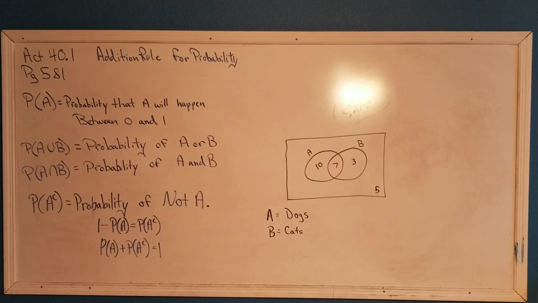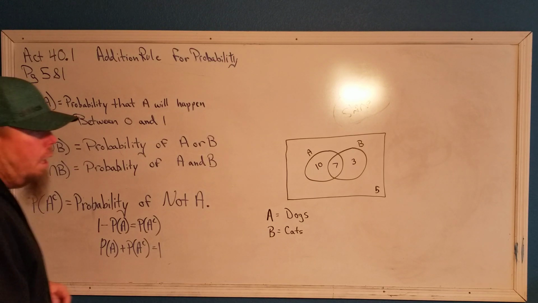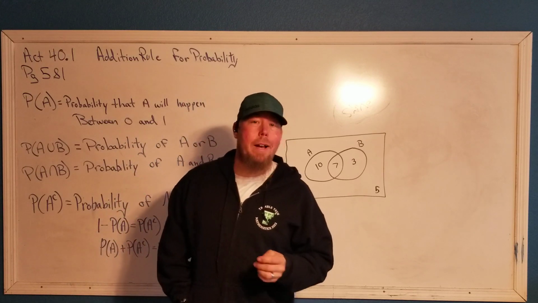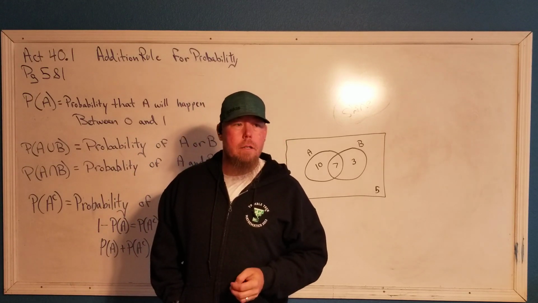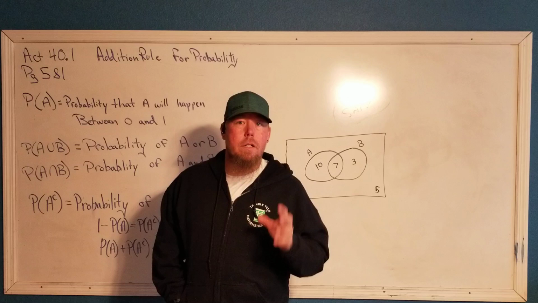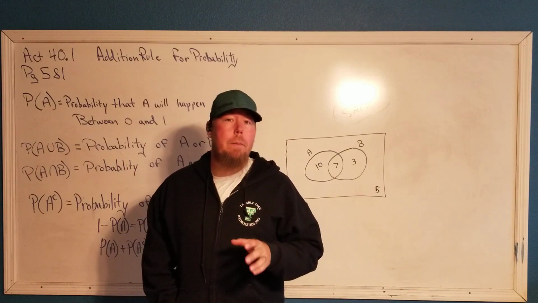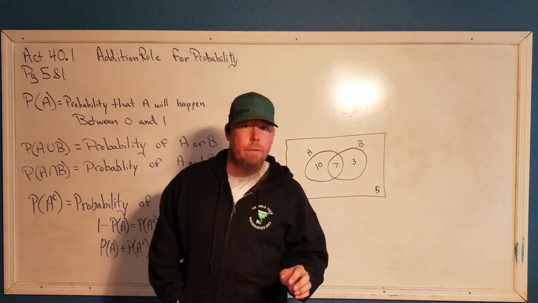Today we're going to be looking at activity 40.1. We're looking at the addition rule for probability. Reminder, when we're looking at probability, we're looking at what are the percentages that something might happen. Like flipping a coin, there's a 50% chance that you'll get heads and a 50% chance that you'll get tails, and we would represent that as 0.5 as a decimal.